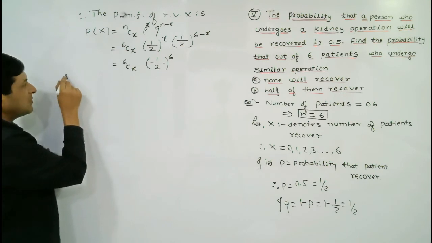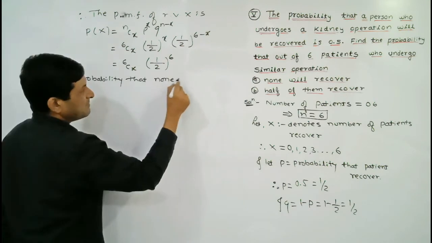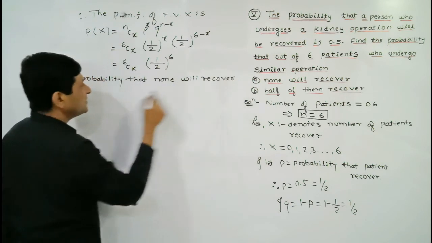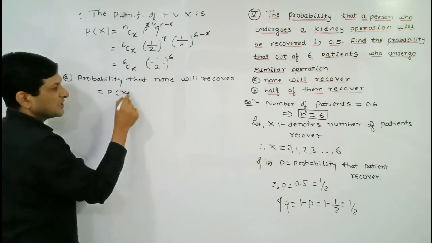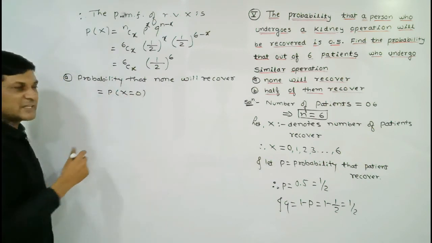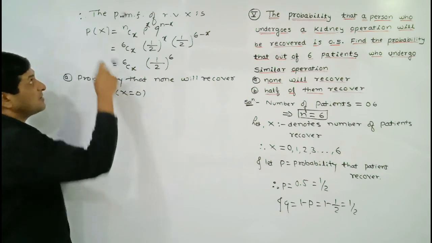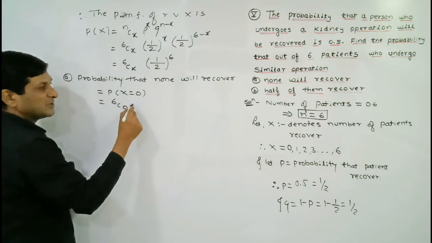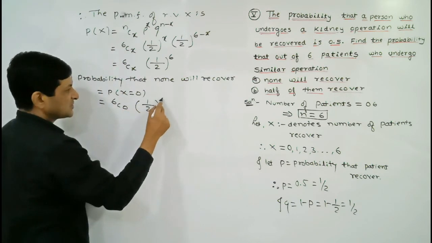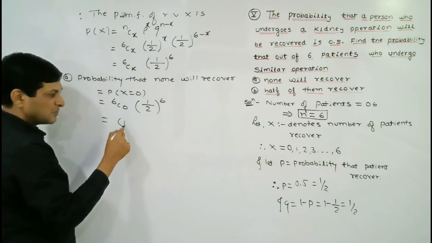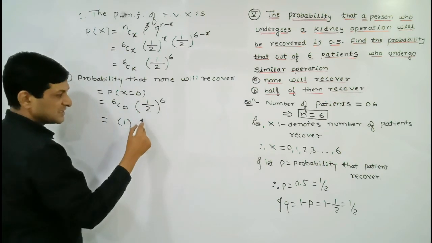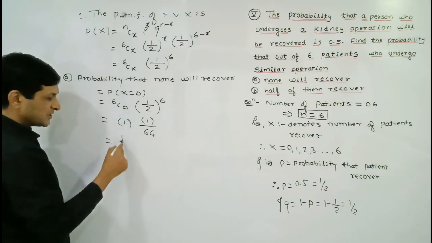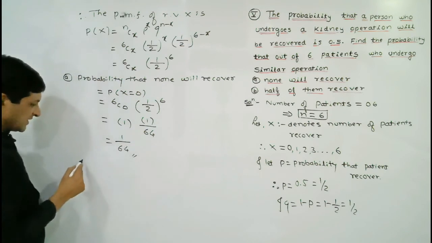So first find our first required probability. The probability that none will recover: none will recover means X equals 0. No patient will recover, so the value of X is 0. This is our required probability. P(x) is already known to us; the only remaining part is to substitute X equals 0. So 6C0 times (1/2) raised to power 6. 6C0 is 1, 1 raised to power 6 is 1, and 2 raised to power 6 is 64. So 1 upon 64 is our first required probability.